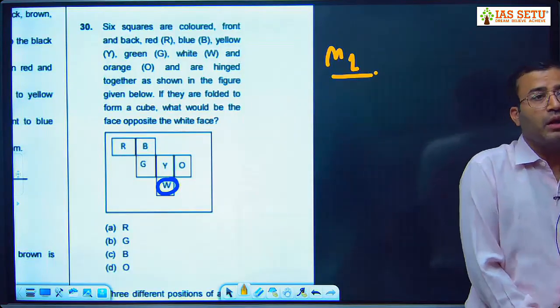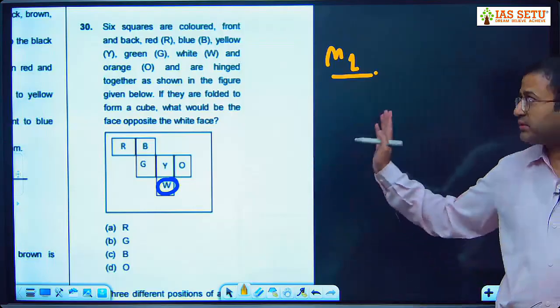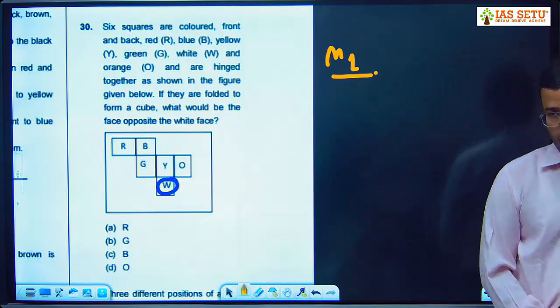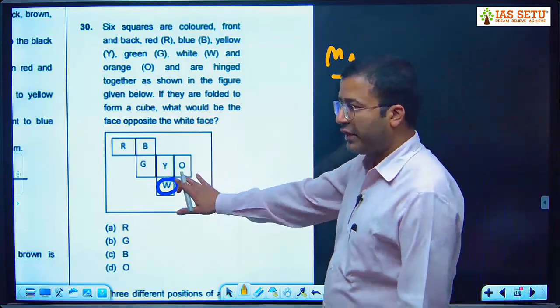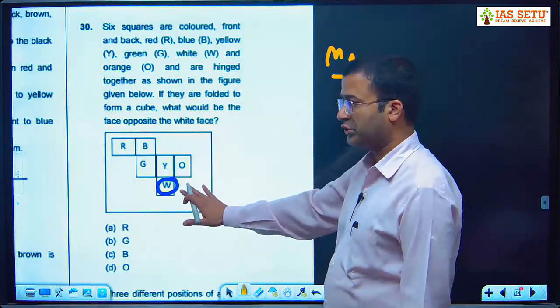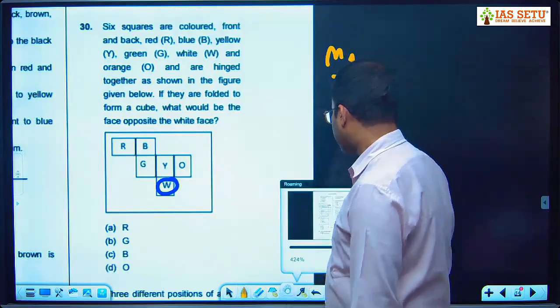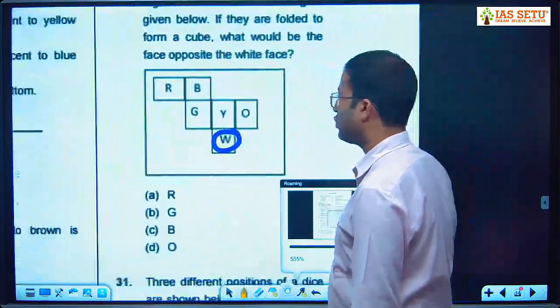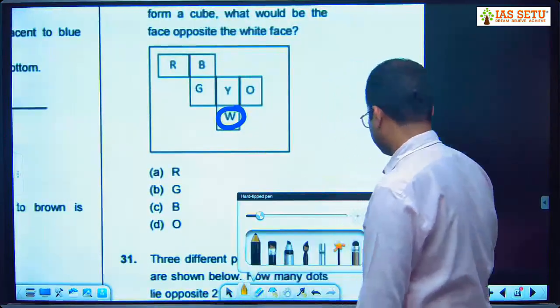Those who are really good at visualization, for them this method is okay. You can try it in your mind. We can try to fold it. I will discuss with you how we will fold it in this question, then I will tell you method 2 also. See here, for rotation or for folding, if you want to fold it, you have to be good in visualization.